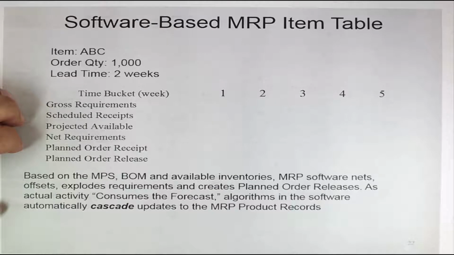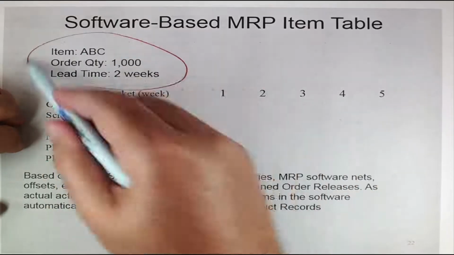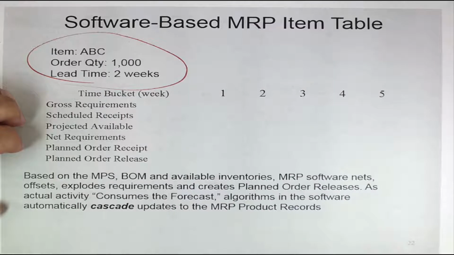We are committed to this idea of gross to net exploding and lead time offsetting. So in the body, let's start on the upper left-hand side. We just randomly named our item. It's a widget that goes into a production process, the ABC item. We have an order quantity of 1,000, and we'll talk about how to determine order quantities later on. And lead time, very important. We start to see that lead time offsetting component. In this case, a simple scenario of 2 weeks.